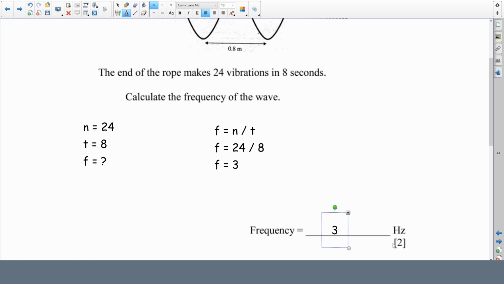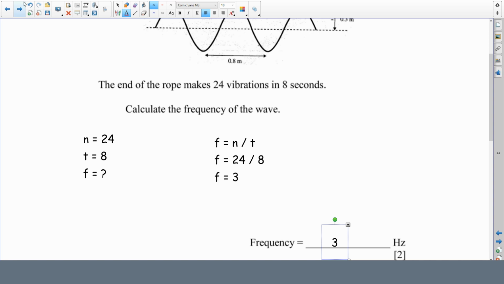2 marks in this one because it's a pretty straightforward one. There's no rearrangement required, so 2 marks. And moving on to the next one.